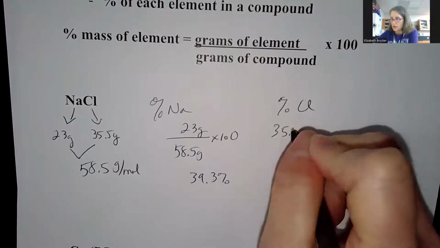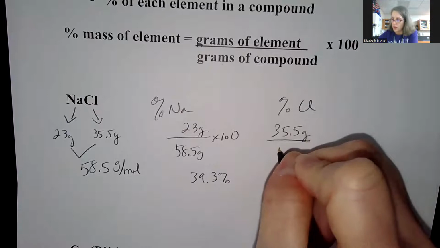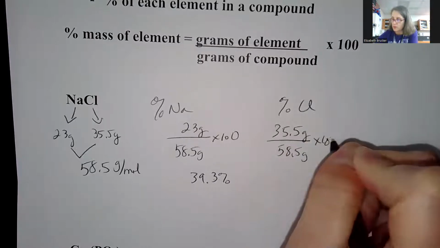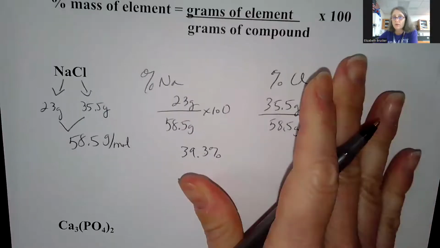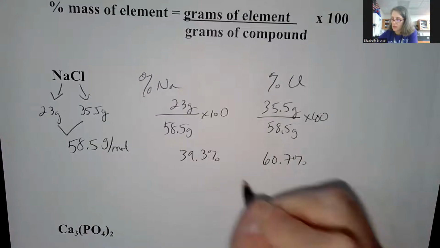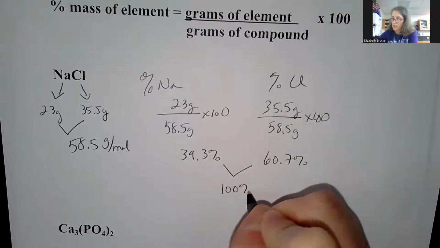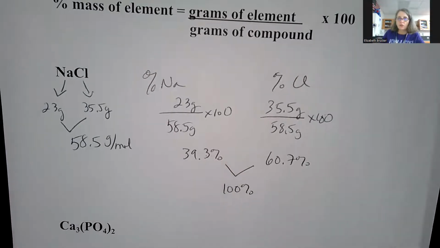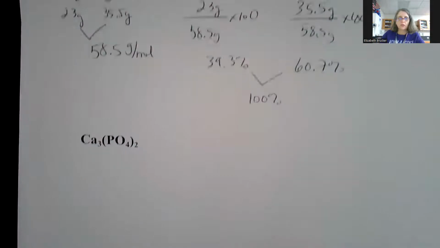Now, again, your numbers should add up to 100%, but you might be a little off because of the rounding we're doing with the molar masses. So if that happens, that's not a big deal. So it's around 60.7%. So again, it should come out to be 100%, but it might be 99.9 or 100.1. That's not an issue for the calculations we're asking you to do.